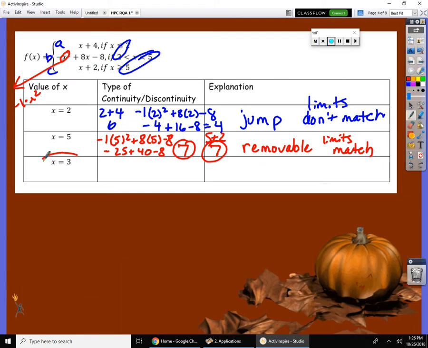So, the value of 3. How many equations can I plug that into? 1. Therefore, it is continuous. Okay, let's read this. Values less than or equal to 2. Is that true for 3? No. Values between 2 and 5. Yes. Values bigger than 5? No. So there's only one category it fits in, so it would fit in only one equation.